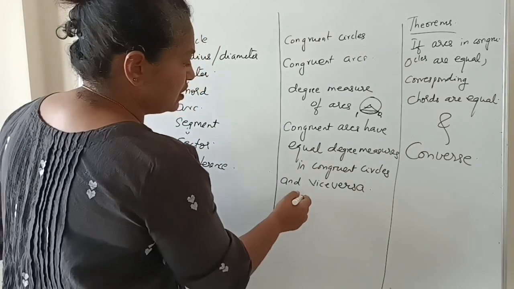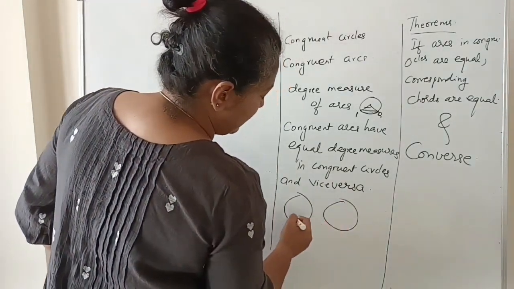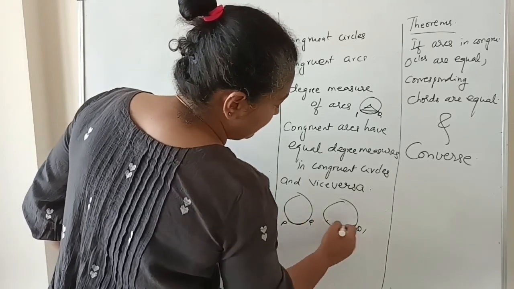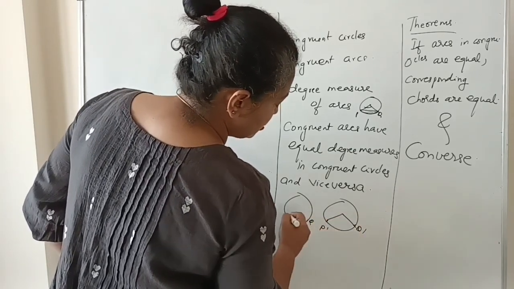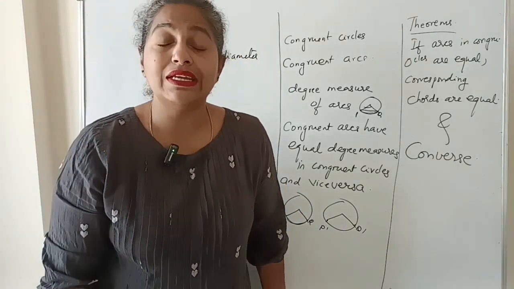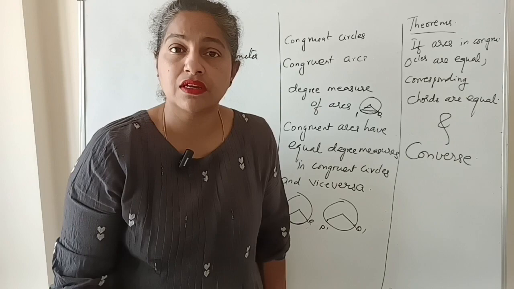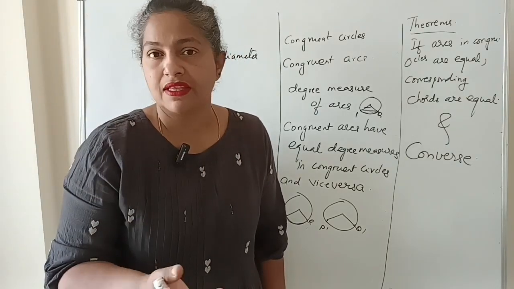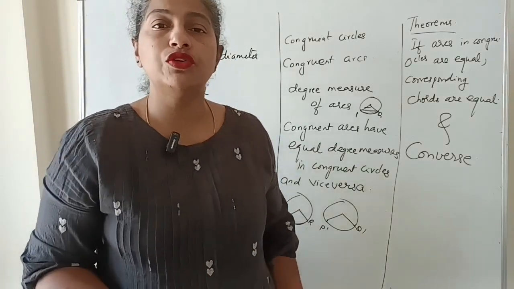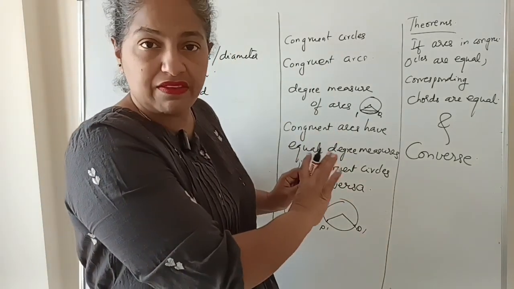So, if you have two circles, PQ is an arc and P'Q' is another arc, and their degree measures are equal. If two arcs have the same degree measure in congruent circles or the same circle, I can say that the corresponding arcs are equal. Then we learned two new theorems based upon all these basic concepts.